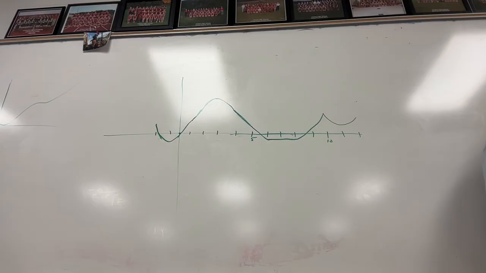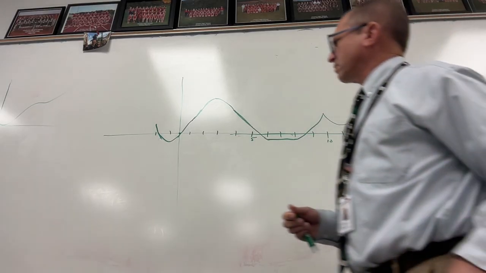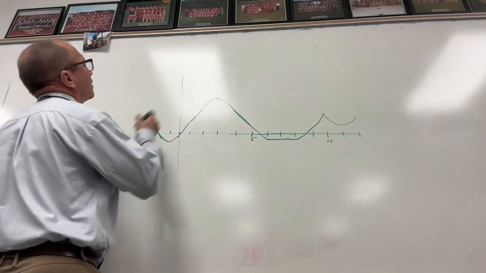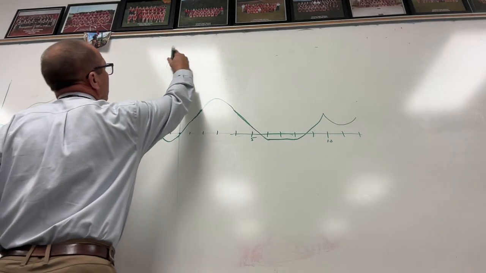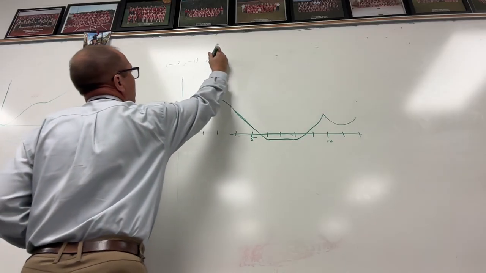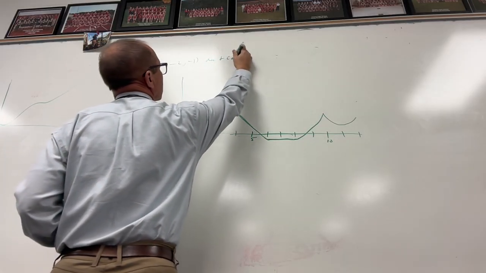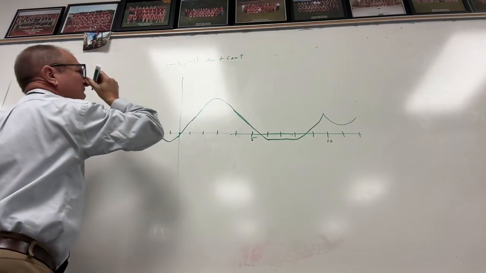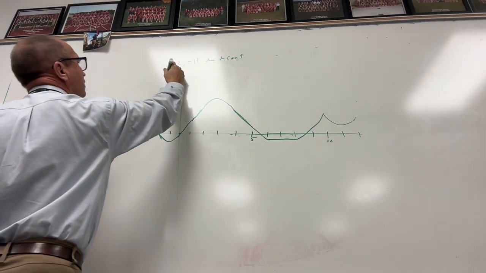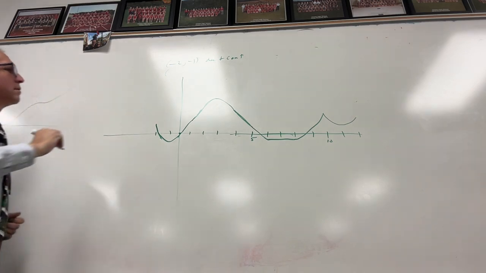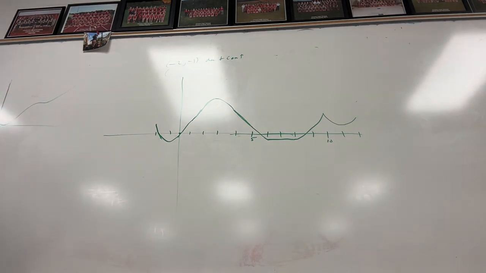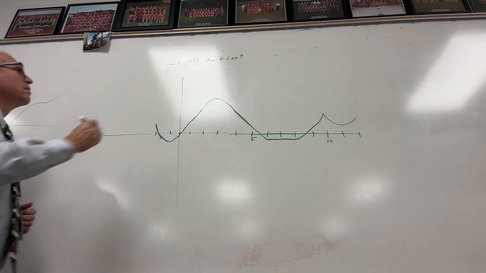From -2 to -1, it would be decreasing and concave up. Hold up. Okay. And then from -1 to 3, it would be increasing and concave up.